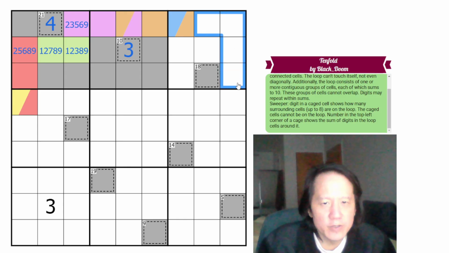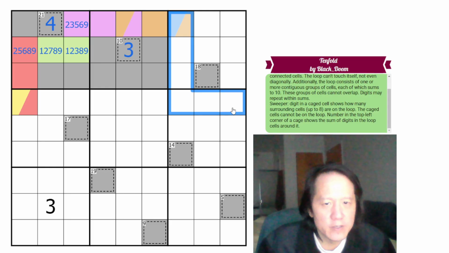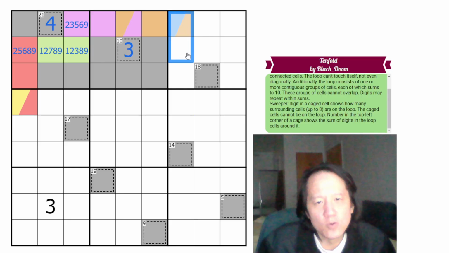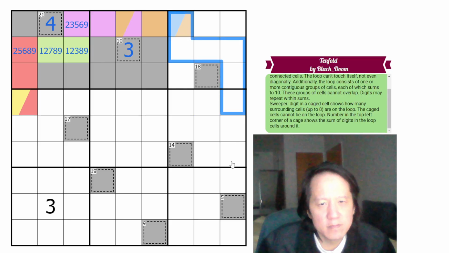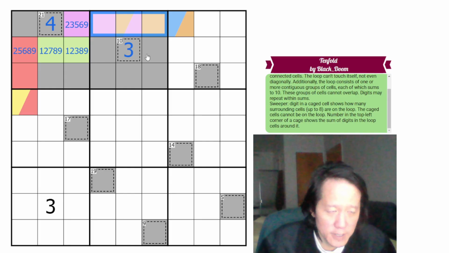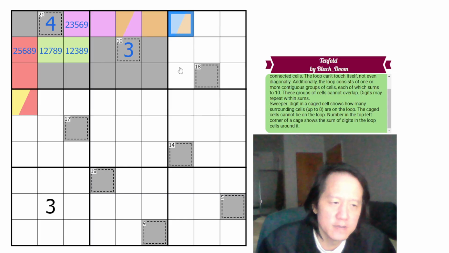So it must go either this way, or this way, or something along those lines, or this way. Or it could go something like that. These 3 cells add up to 10. Therefore, this cannot be a different set.